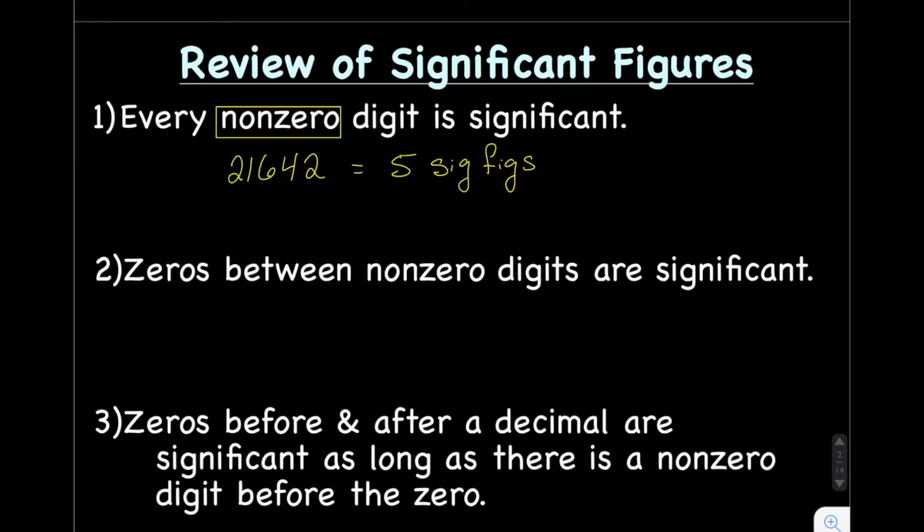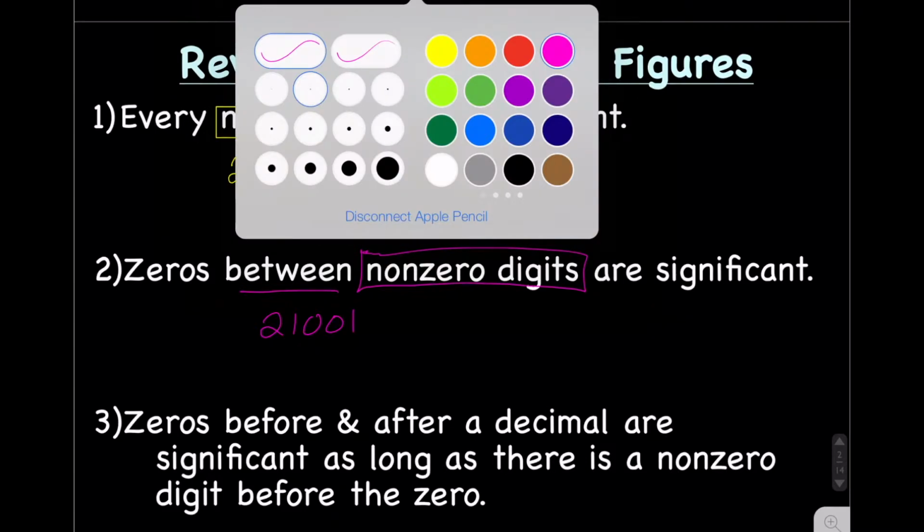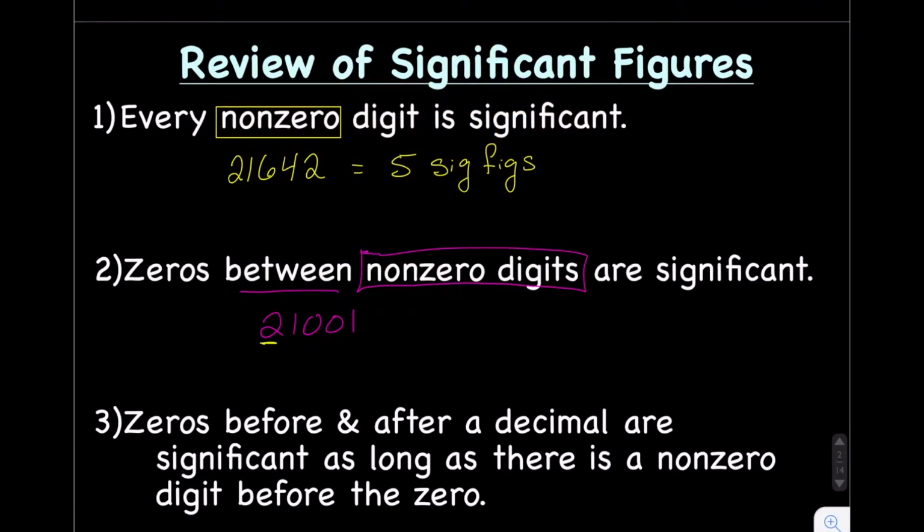So we have zeros between non-zero digits are significant. Okay, so for example, if I had 2, 1, 0, 0, 1, every single digit is significant. The 2, the 1, and the 1 are significant because they're non-zero digits. These two zeros here are between non-zero digits, so they are also significant, which means we have 5 sig figs.